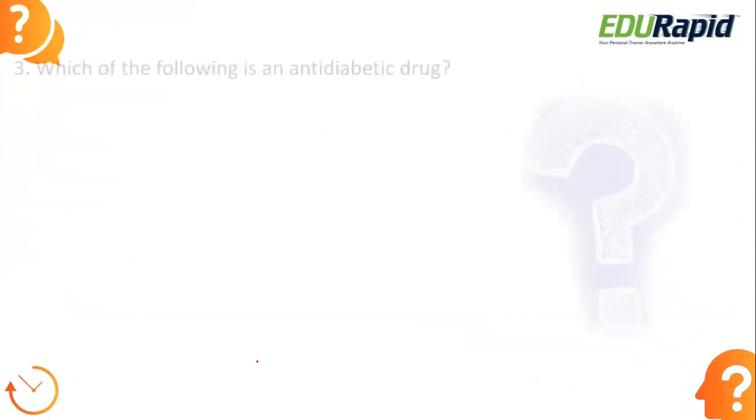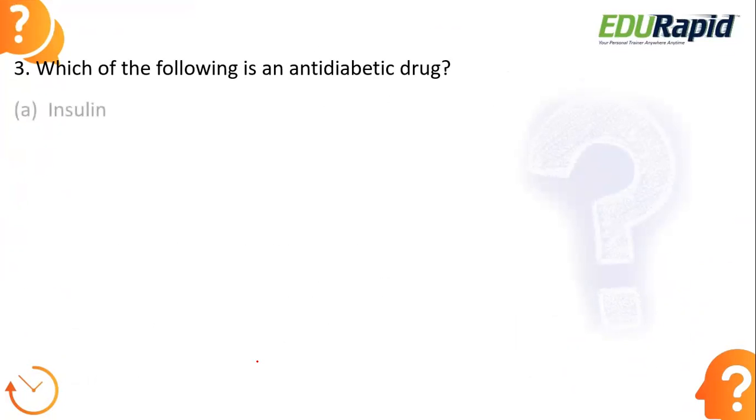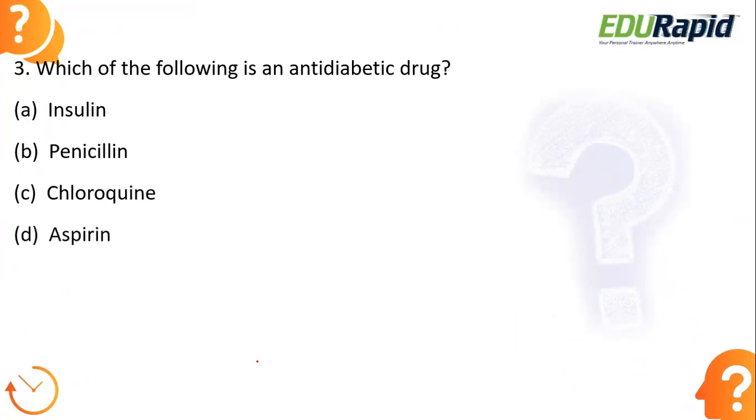Next question: which of the following is an anti-diabetic drug? Insulin, penicillin, chloroquine, aspirin. Okay, the right option here is option A, insulin.